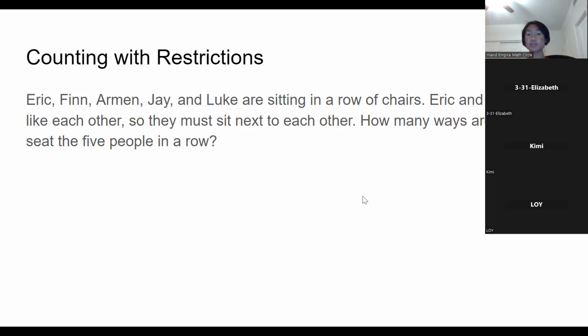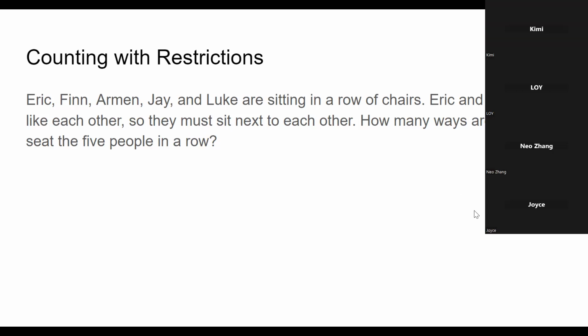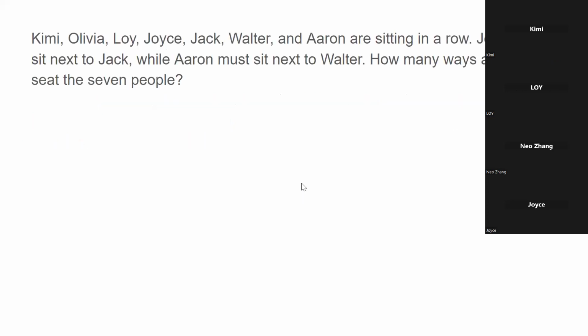So let's think about this. If we want to make sure they're always sitting next to each other, we can just pretend they're the same person. We can count them as one person, right? Does that make sense, guys? Does that mean 4 factorial minus 3? We don't need to subtract anything from this problem. Oh, I forgot. Yeah, so it's just 4 factorial.